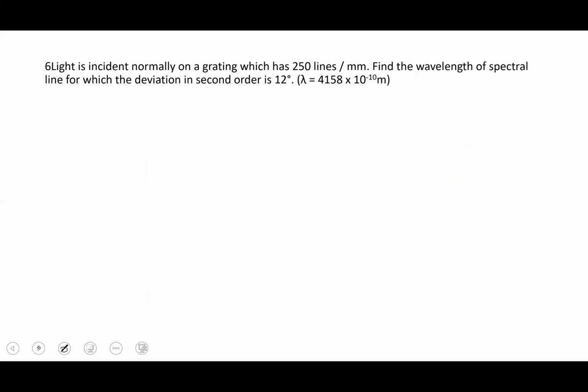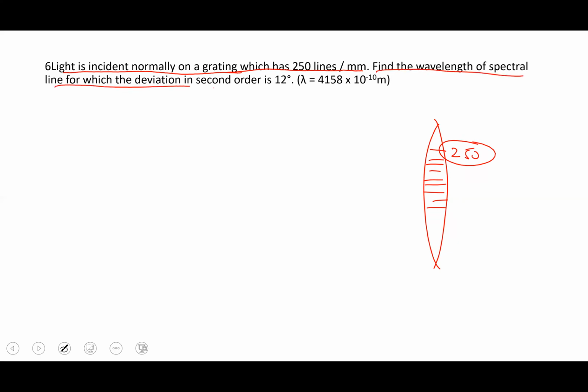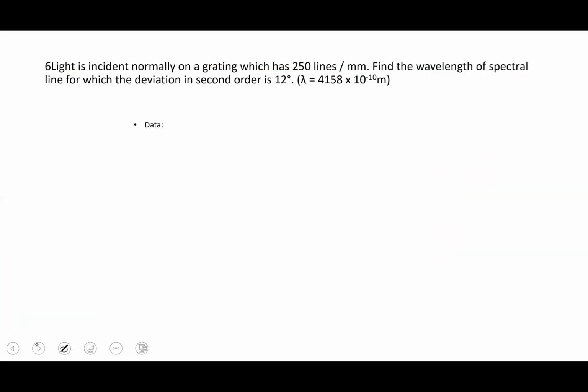Moving on to the sixth question, it says light is incident normally on a grating which has 250 lines per millimeter. Again this is the situation of a grating, and in 1 millimeter there are 250 lines or slits. Find the wavelength of the spectral line for which the deviation in the second order is given. So the m value is 2, and theta is given as 12 degrees. We have to find the value of lambda, the wavelength. The procedure and formula are the same, but now we have to divide by 1000 instead of 100.